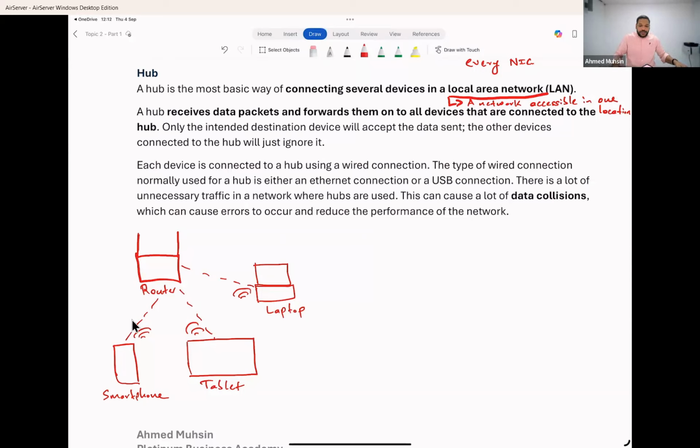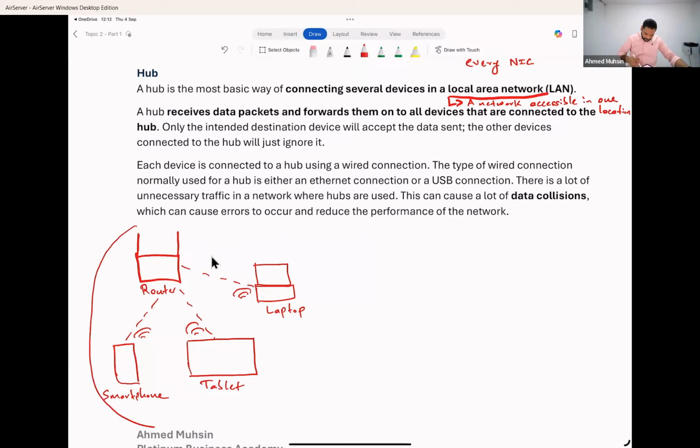From your laptop, you can access your tab. From your tab, you can access your smartphone. From your smartphone, you can access your laptop. They are all connected to each other, but they can only be accessed inside your house. You can't go somewhere else and access these devices. So what do we call this network? This is what we call a local area network. Can you all put a circle around it and say LAN?